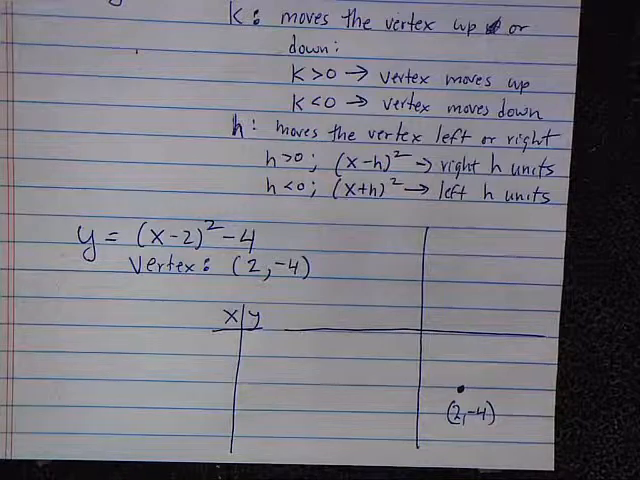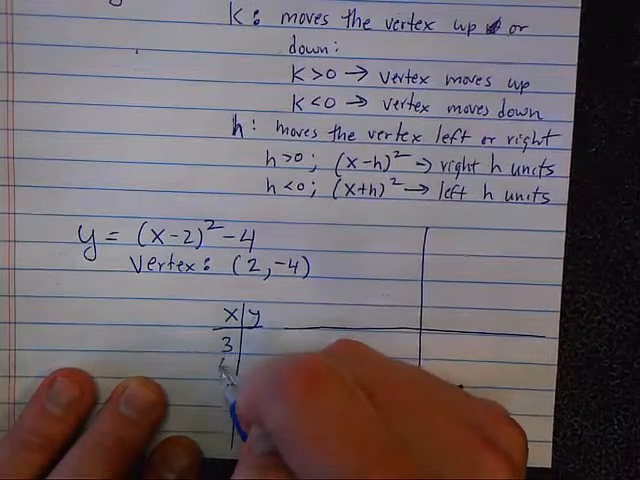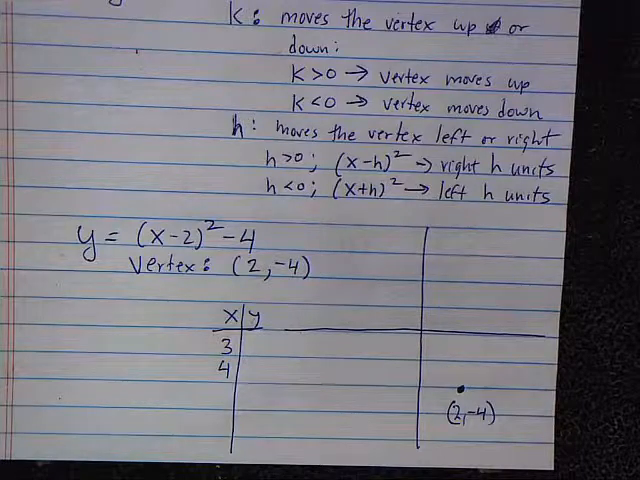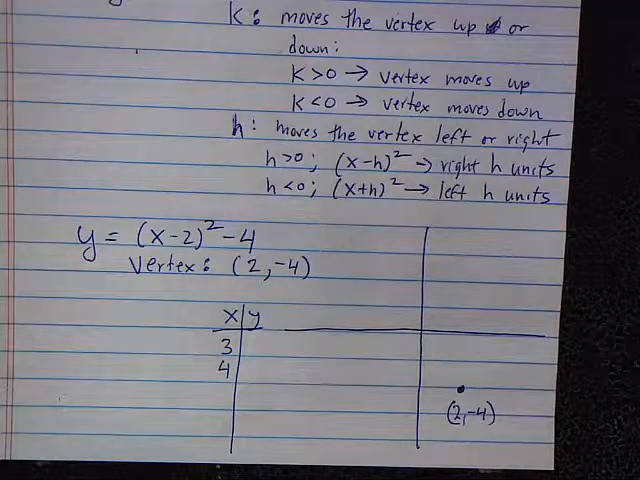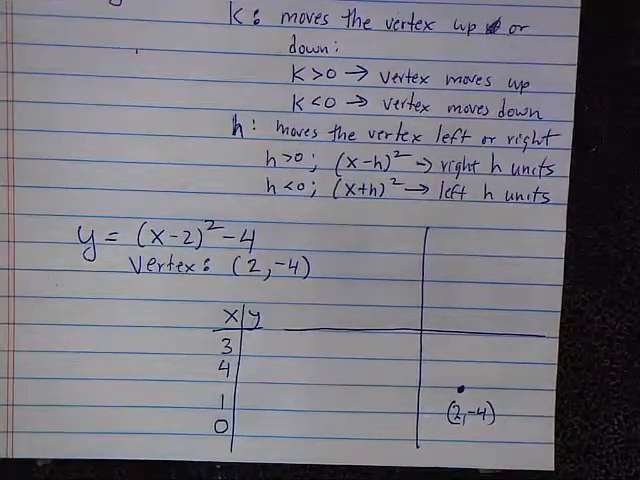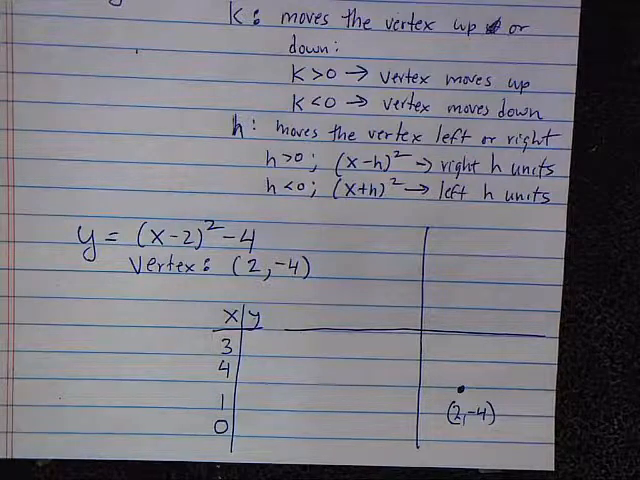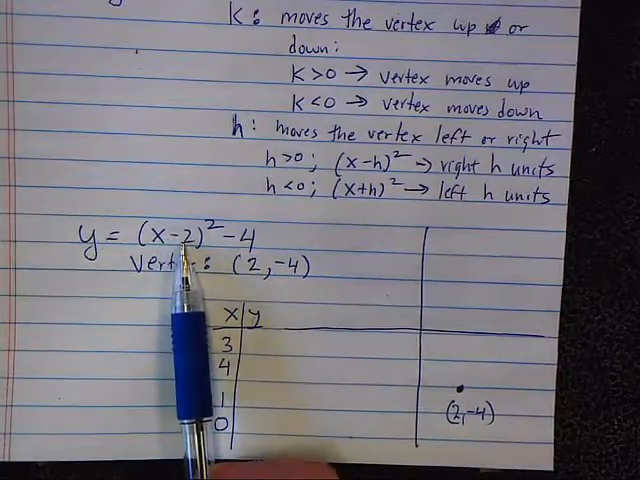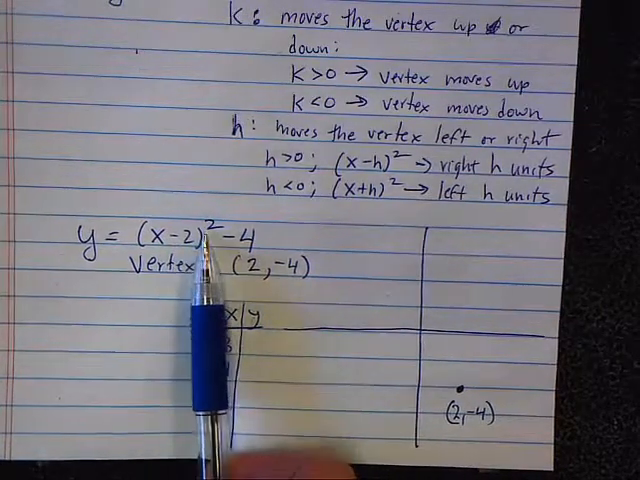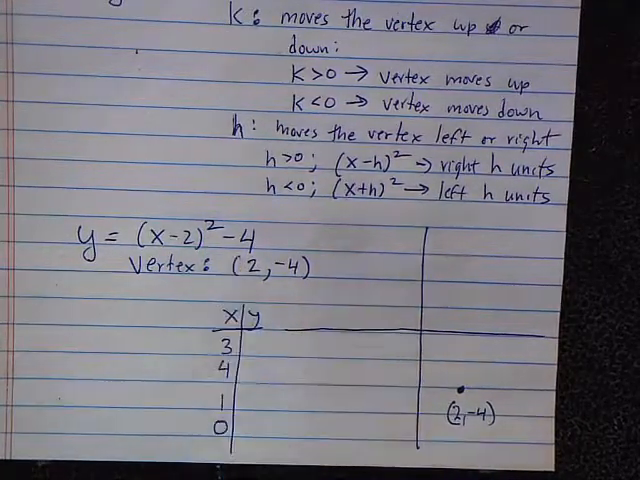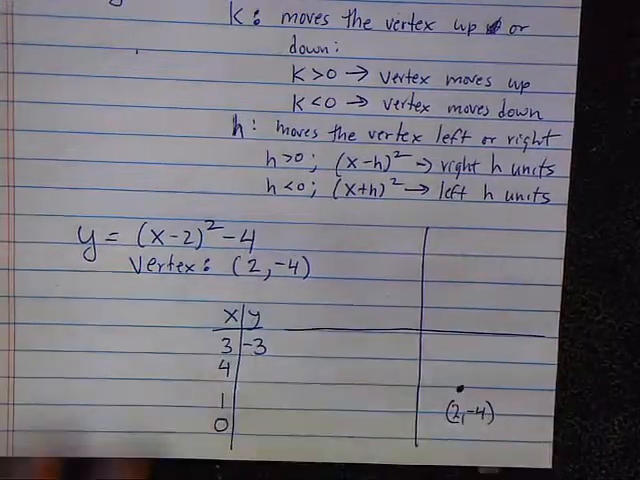So what are your two favorite numbers bigger than 2? 3 and 4. So I'm going to plug in 3 and 4. And then what are your two favorite numbers smaller than 2? 0 and 1. Alright, so I plug in 3. How much is 3 minus 2? 1. 1 squared is 1. 1 minus 4 is negative 3. So when I plug in 3, I get negative 3.